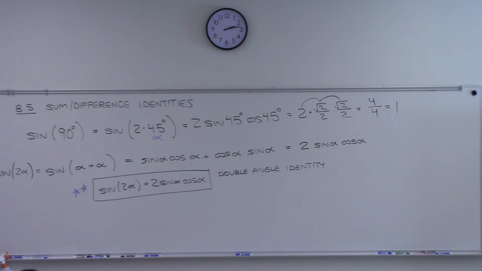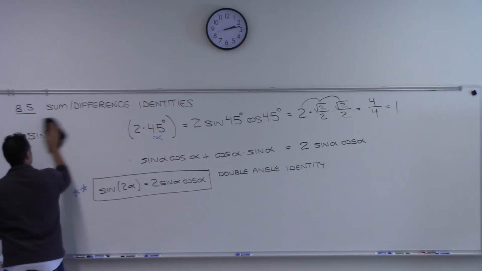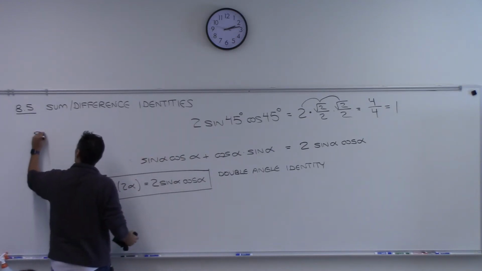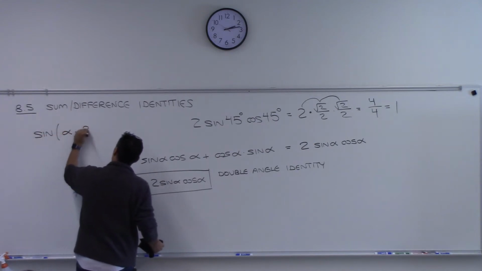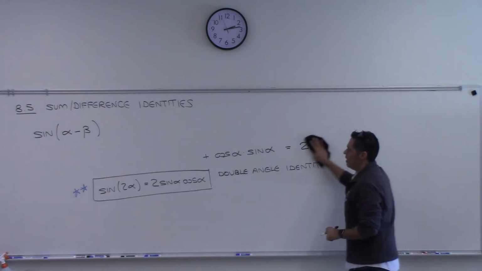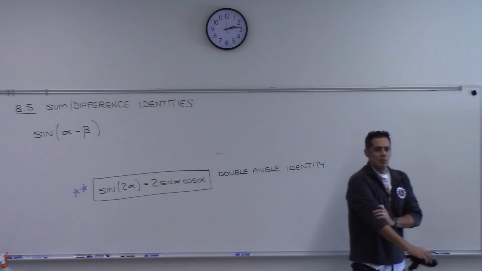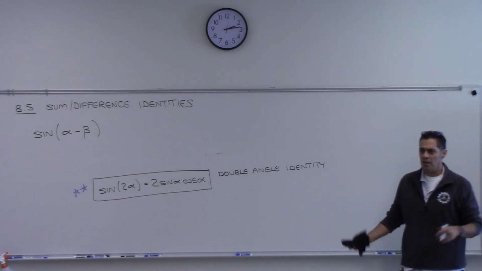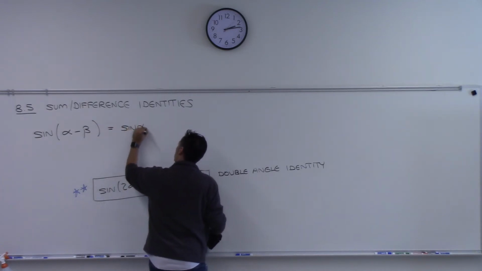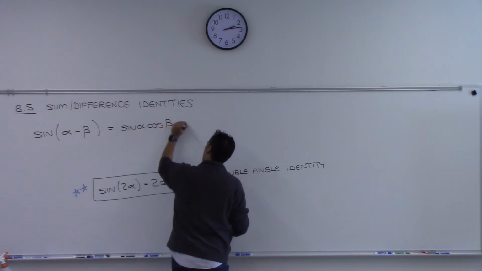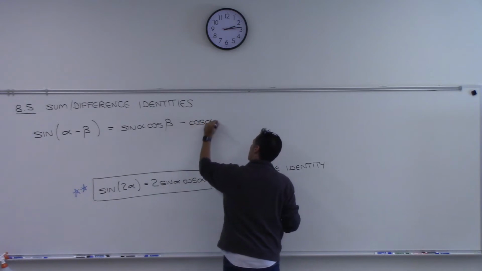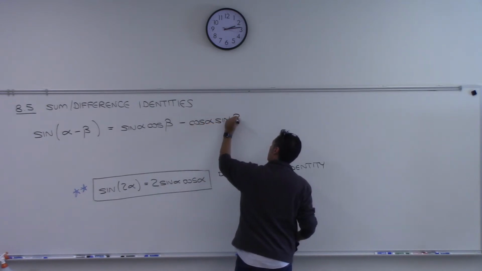Okay. We have another formula. There's 3 more. What if you have sine, but this time it's alpha minus beta, not alpha plus beta? I have good news. It's the same formula I just gave you with a minus sign in between instead of a plus. That's all it is. So this would be sine alpha cosine beta, but now minus what? Cosine alpha sine beta.